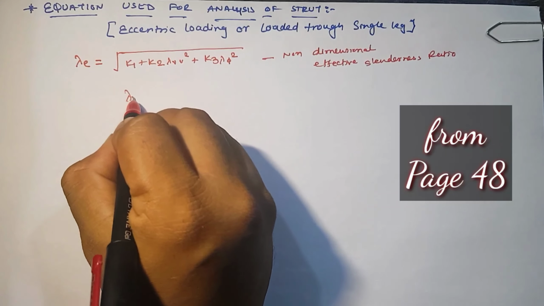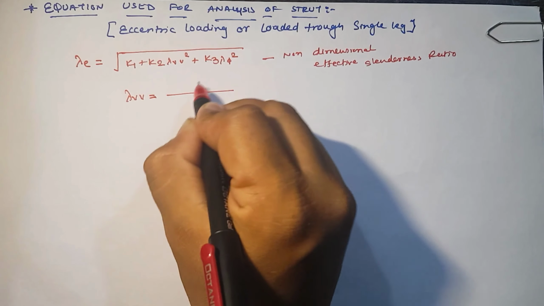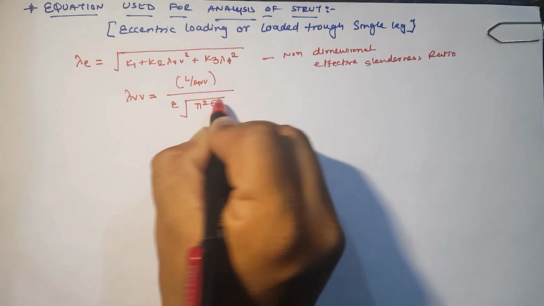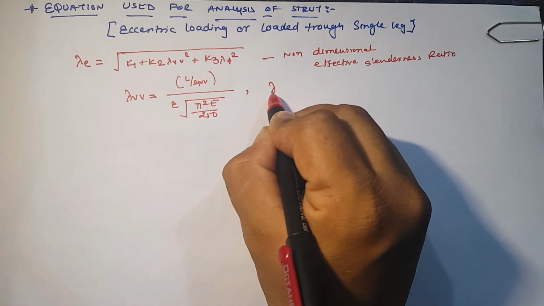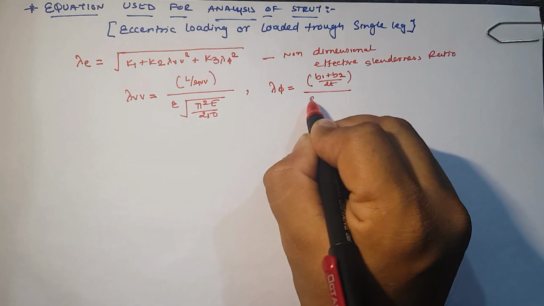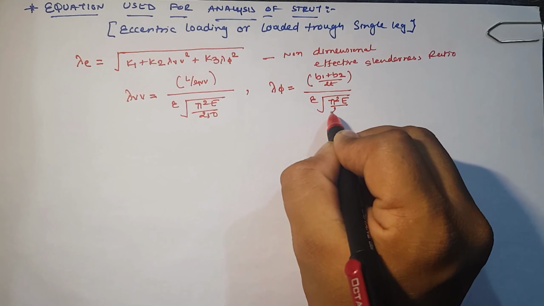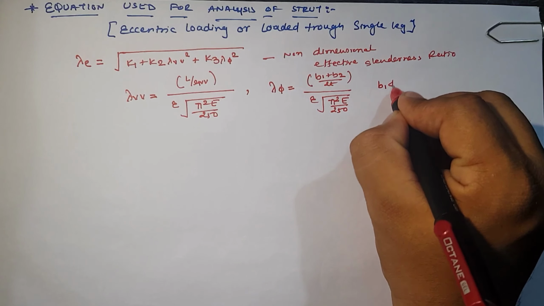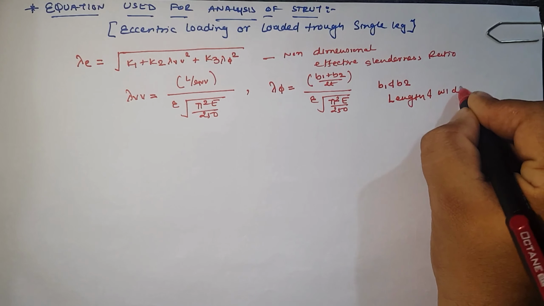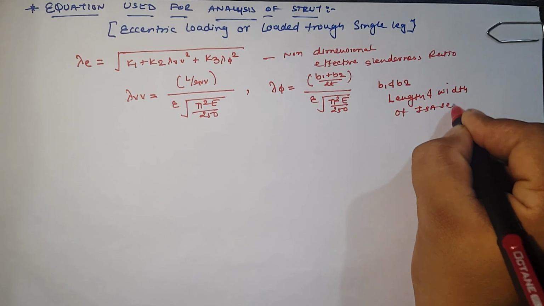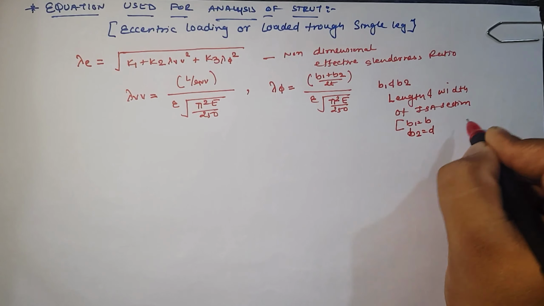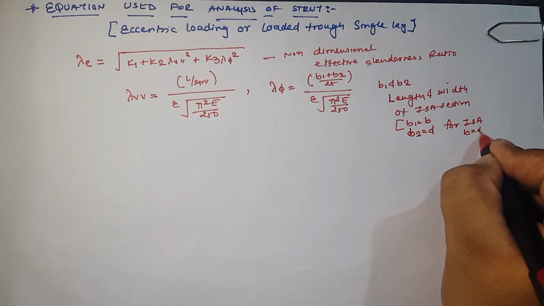where lambda VV is equal to L by RVV divided by epsilon into pi square E by 250, while lambda phi can be calculated from B1 plus B2 by 2t divided by epsilon into pi square capital E by 250, where B1 and B2 are nothing but the length and width of the ISA section, or we can say that B1 is equal to small b and B2 is equal to small d for an ISA B cross D cross T section.